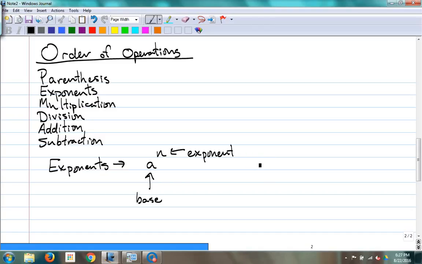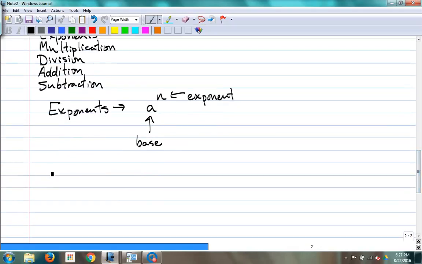So, example, 4 to the 3rd power. What's 4 to the 3rd power mean? It means 4. Yeah, that's all it means. 4 times 4 times 4. 4 times 4 is 16. 4 16s would be 64. All right. We can evaluate that.